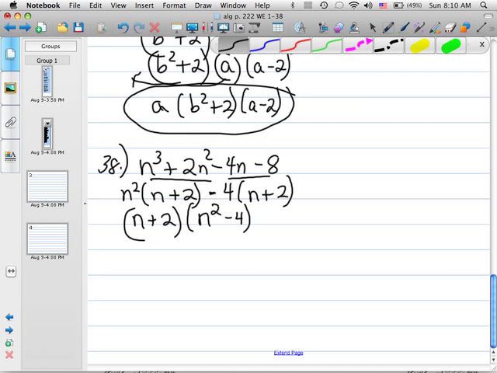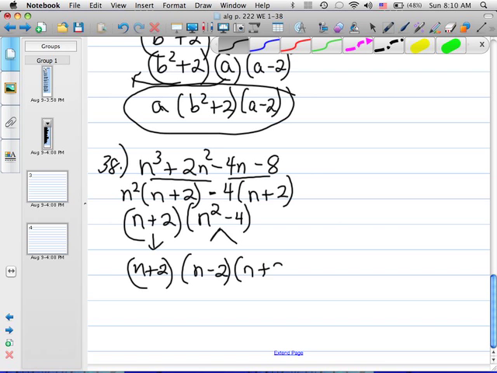Now here's where math always throws the extra little thing at you. You're done if everything's prime. I can't factor n plus 2, but I can definitely factor n squared minus 4. It is the difference of two squares. So I bring down the n plus 2, and I factor n squared minus 4. It goes to n minus 2 and n plus 2.